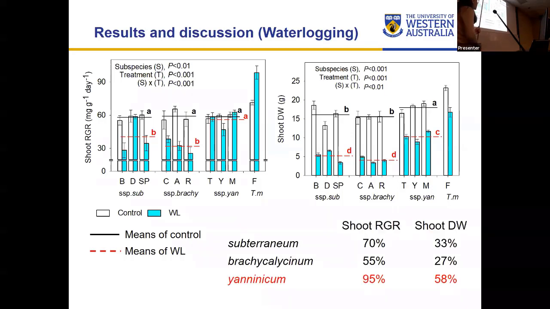Waterlogging had less effect on both shoot growth and shoot dry weight in subspecies Yanninicum compared to the 2 other subterranean clover subspecies. Also, waterlogging tolerance varied among the cultivars within subspecies. For example, cultivar Denmark showed significantly higher waterlogging tolerance compared to the 2 other cultivars from subspecies Subterraneum, Mount Barker and Sydney Park. The performance of cultivar Denmark under the waterlogged condition was almost similar to cultivars of subspecies Yanninicum. So this suggests that future study should focus on evaluation of intraspecies variation in waterlogging tolerance.